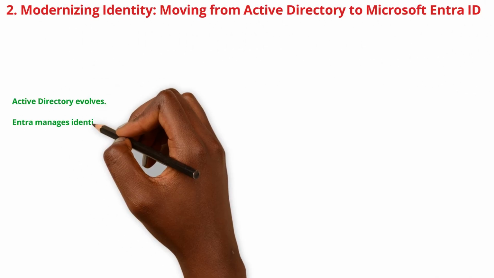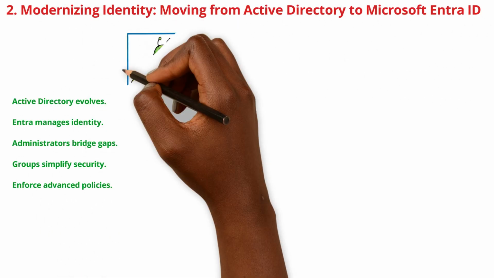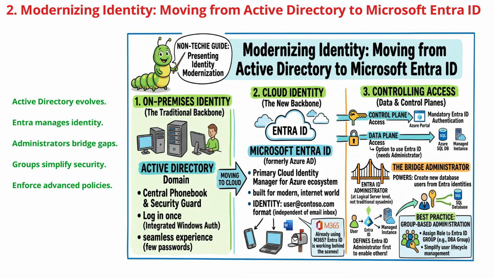For years, your on-premises Active Directory acted as your central phone book and security card, letting you log in once to access everything. But the cloud requires a modern approach: Microsoft Entra ID. Entra ID is your new cloud-based identity backbone. To unlock access to your Azure databases, you must first set up an Entra ID administrator to act as the bridge. And a pro tip? Always assign that powerful administrator role to a group, never just one person, to keep your security management simple and safe.